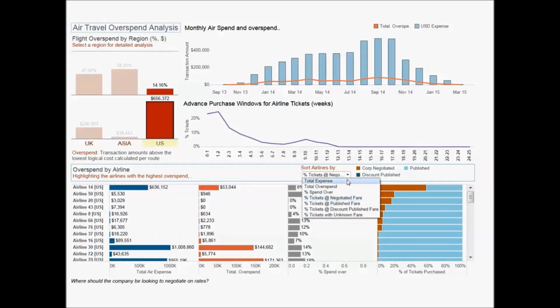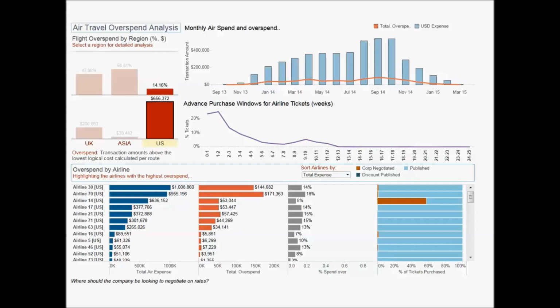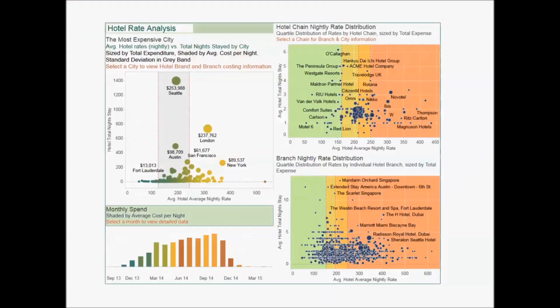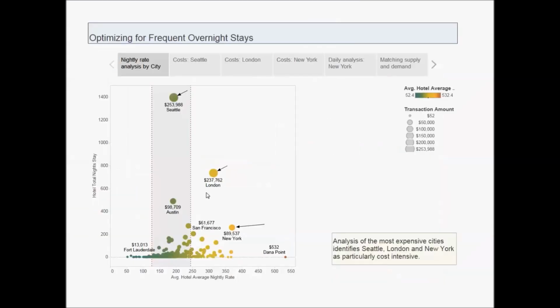So throughout the rest of this workbook, and a workbook is just basically a book containing multiple views, we have detailed analysis for other areas of travel, like air routes, car rentals, hotel rates, and at the end we have a story about how to optimize the cost of overnight stays.